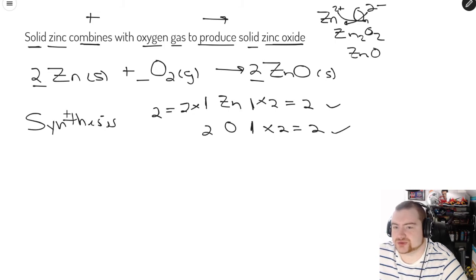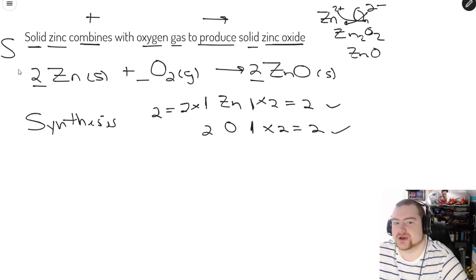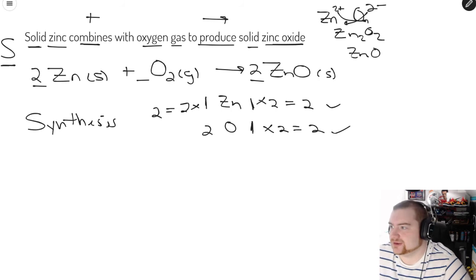So what we're going to do coming up in the future pages is say at the beginning when you start, okay, synthesis reaction. We'll put that over on the side. Okay, so that is number 1.